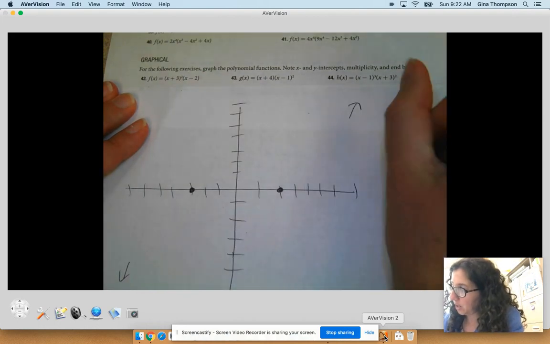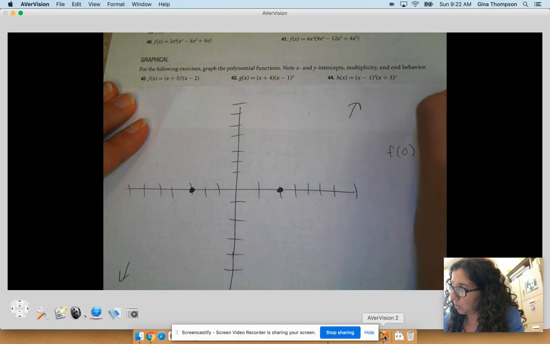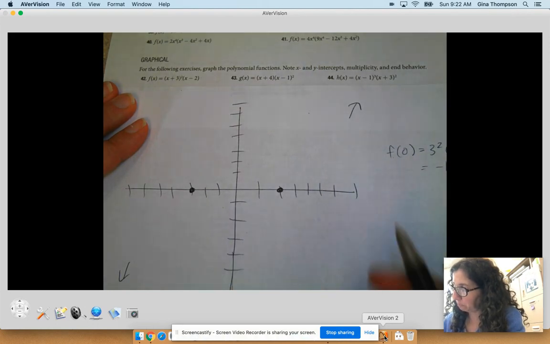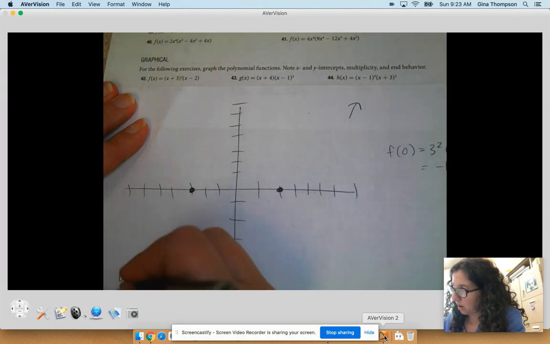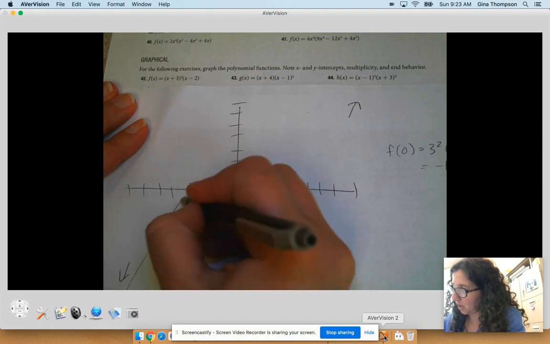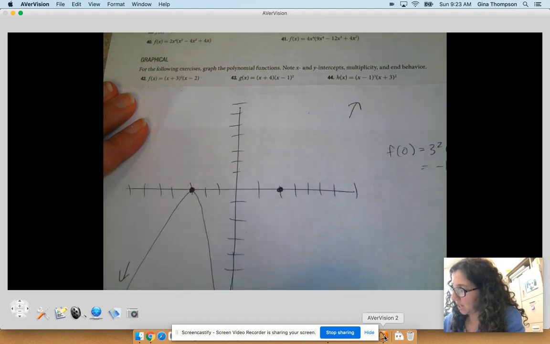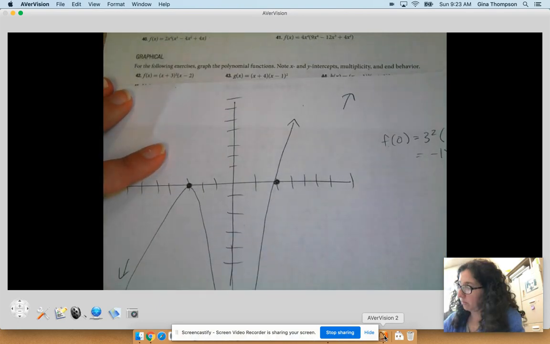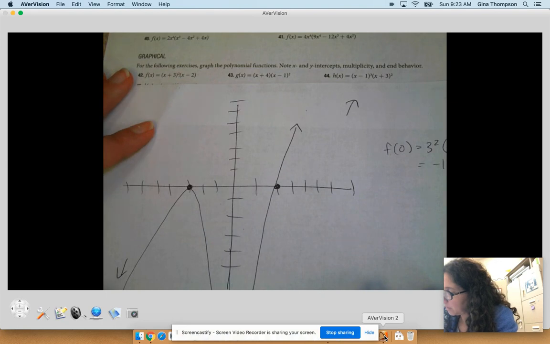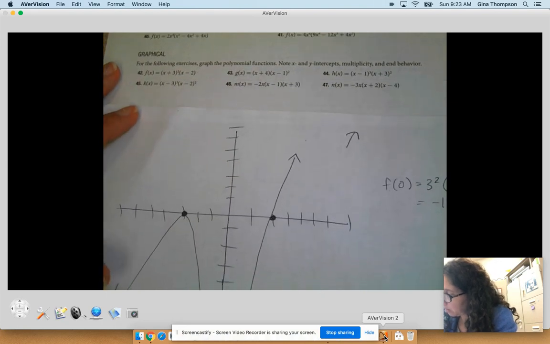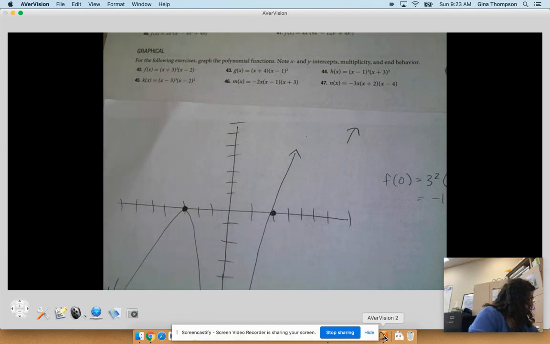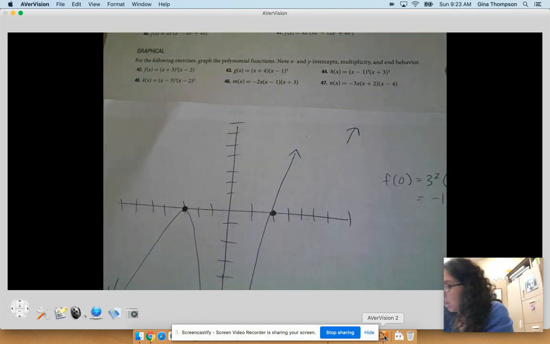And let's see, f of 0 is 3 squared times -2. So -18. So once again, I don't know, somewhere way down here. All right, so our graph's going to look something like touch and turn, cross at -18, and then cross at 2. Okay, let's find one with, all of these have odd multiplicity. Okay, let's do one more.